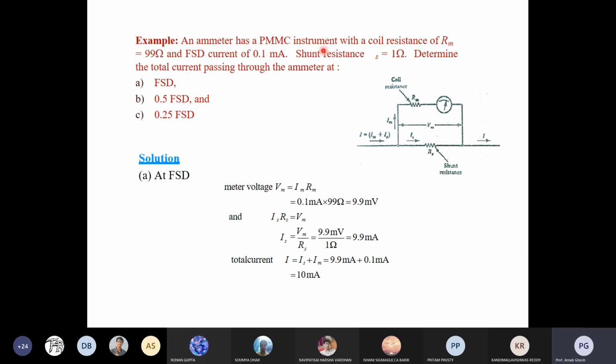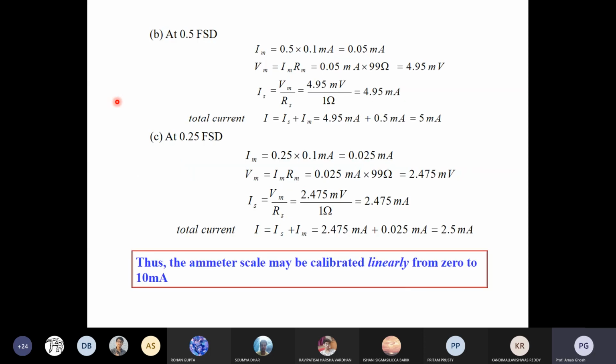An ammeter has a PMMC instrument with coil resistance Rm equals 99 ohm and FSD current is 0.1 milliampere. The shunt resistance Rs is given equals 1 ohm. Determine the total current passing through the ammeter with different values of FSD. That problem was also discussed in our last class.